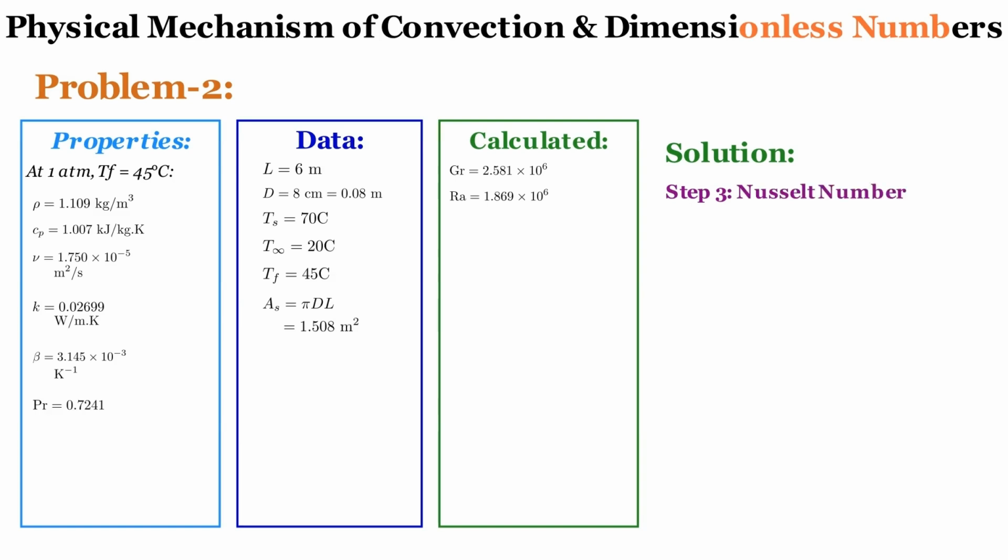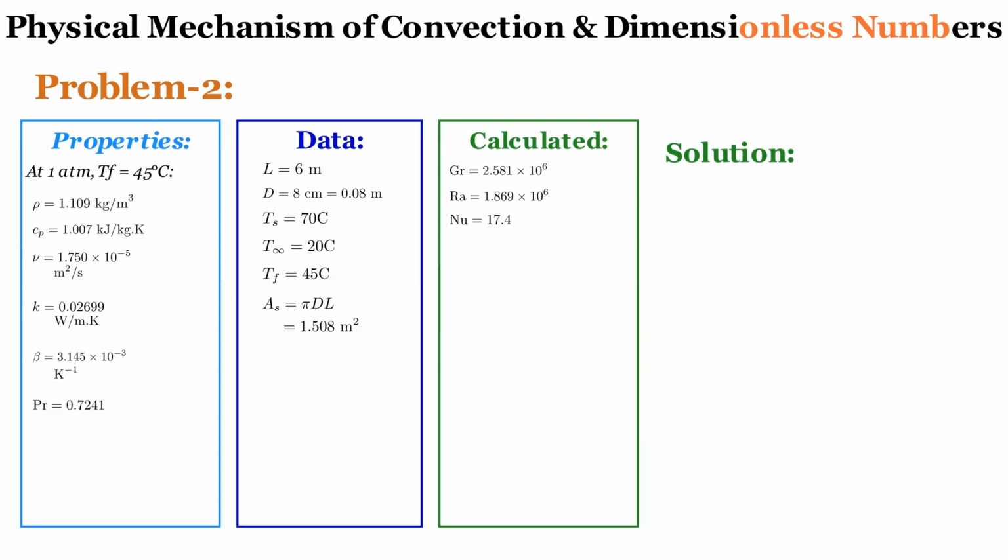Step 3. Time to find the Nusselt number. This is the tricky part, so pay close attention. For natural convection over a horizontal cylinder, we use a special correlation formula. This is the Churchill-Chu correlation. It looks complex, but we just need to plug in our Rayleigh number and Prandtl number carefully. After careful calculation, we get Nusselt equals 17.4, much smaller than forced convection.